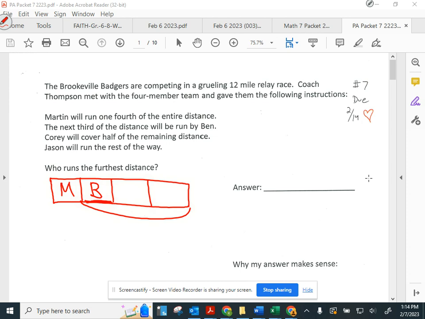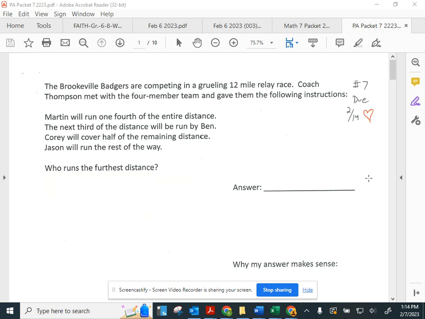Corey will cover half of the remaining, and Jason will run the rest of the way. Who runs the furthest distance? If you map it out on your paper, you should be able to see it. Evelyn? Would it be a third of a... What? You figure it out? All right, let's look at our next page.